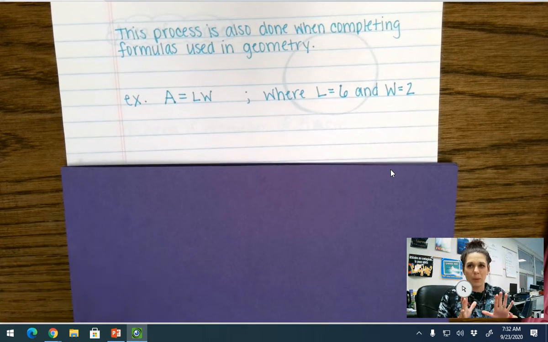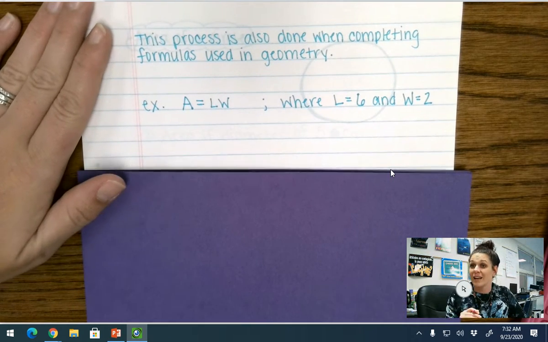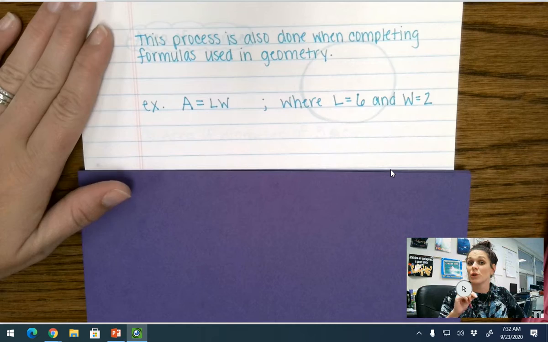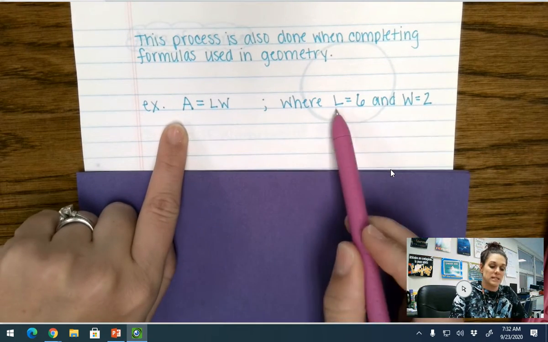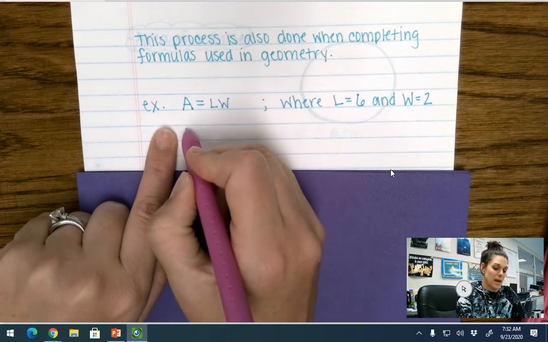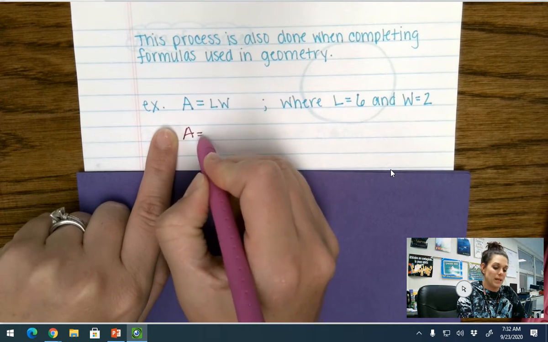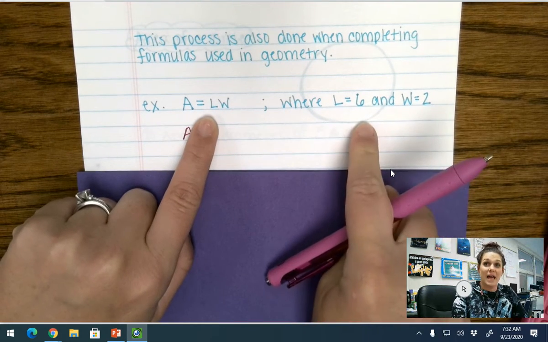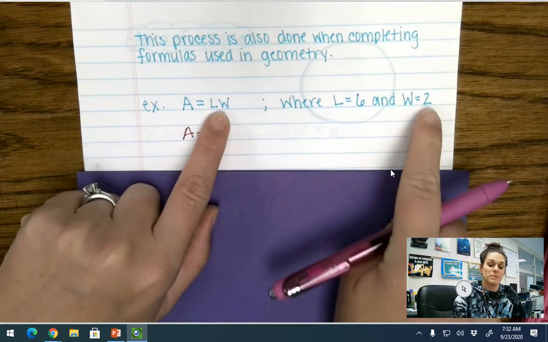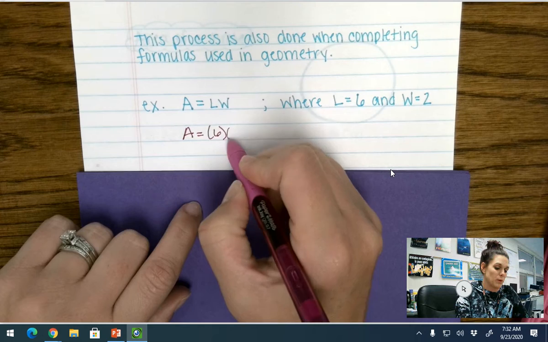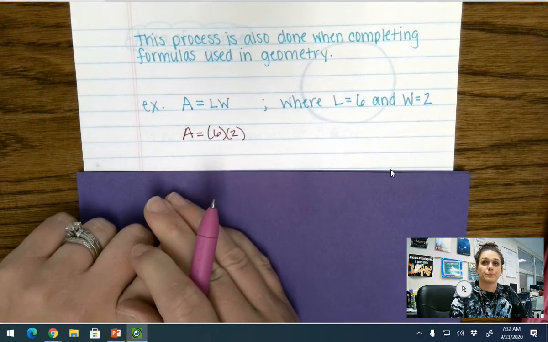Now this is probably one of the easiest formulas we're working with, but again, the purpose of this video is to ensure that we know how to fill in the formulas and solve. All right, so it doesn't tell me what A is, so I'm going to repeat A. I'm going to repeat my equal sign. It tells me that L is 6, so I'm going to wrap him in parentheses. And it tells me that W is 2, so I'm going to wrap him in parentheses.